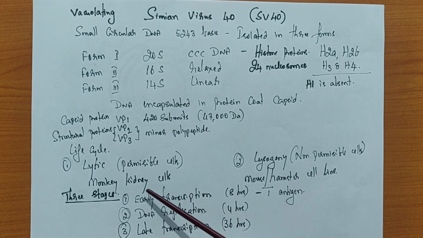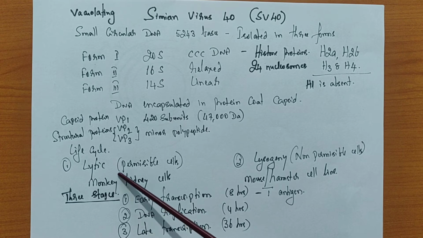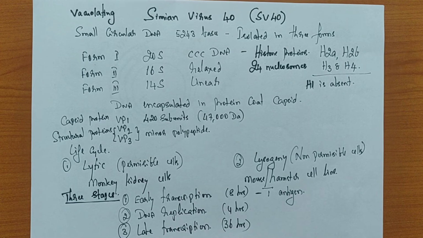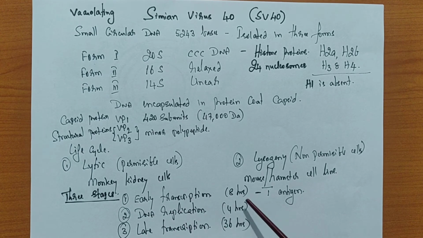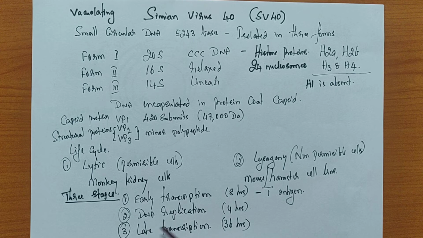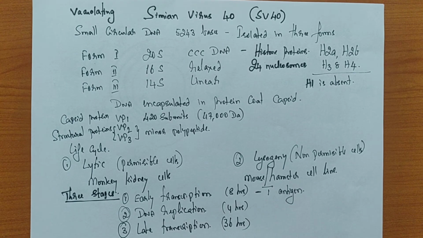Now whether it is lytic or lysogeny, we are going to study the whole process in 3 different stages. The first stage lasts for about 8 hours, the second one is 4 hours, and the third one is going to be 36 hours. There is what is known as early transcription, which takes around 8 hours. Then we have the DNA replication, which lasts for about 4 hours. Then we have the late transcription.